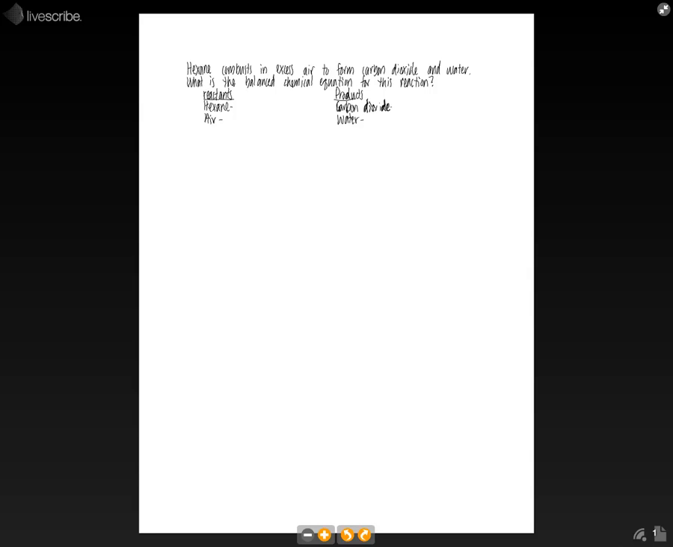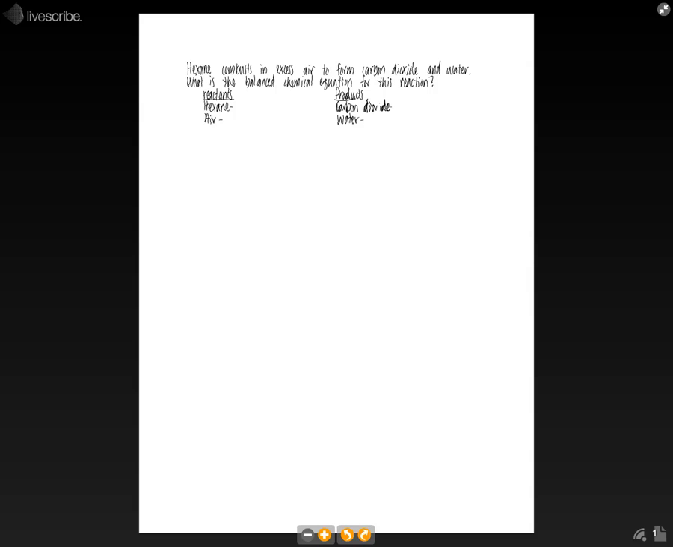This lesson is going to be about balancing chemical equations. The problem says hexane combusts in excess air to form carbon dioxide and water. What is the balanced chemical equation for this reaction?